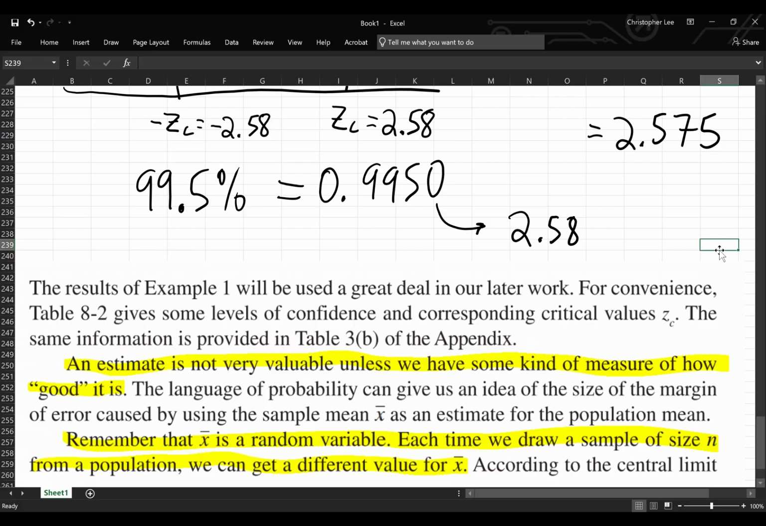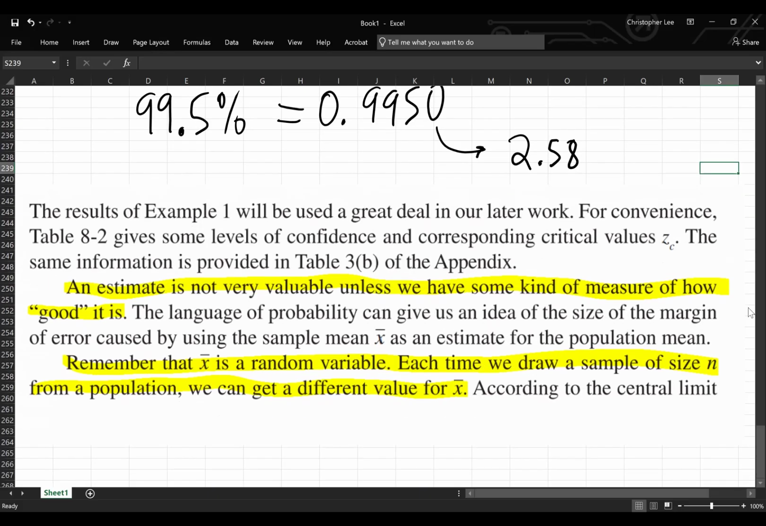Remember that the sample mean is a random variable. Each time we draw a sample of size n from a population, we get a different value for our sample mean. And then according to the central limit theorem, let me get the rest of that.